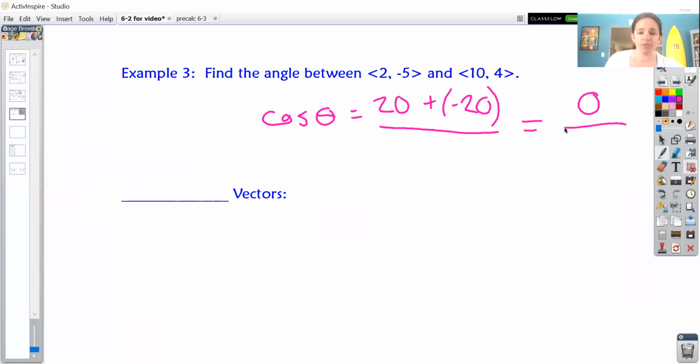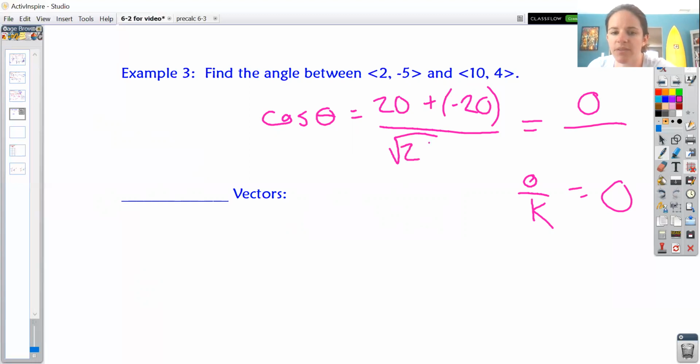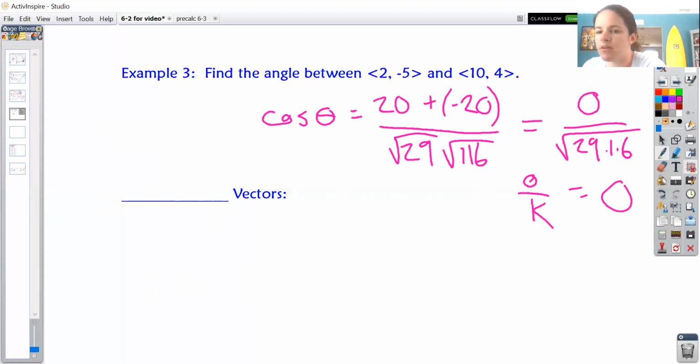And then at that point, if you were smart, you wouldn't have even calculated the magnitudes of the bottom because you know that 0 divided by anything is okay, and that answer is 0. If you did calculate them, you can check to see that you calculated them correctly. That one would be root 29, and this one would be root 116. So this would be whatever 29 times 116 is, square root of that. But it doesn't matter because we're going to get that the cosine of theta equals 0.